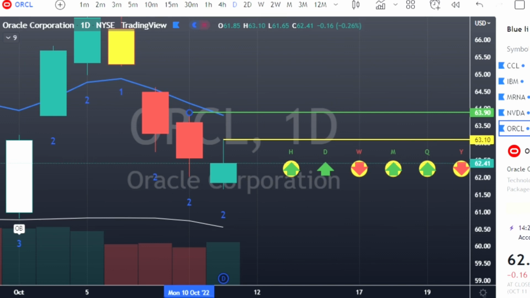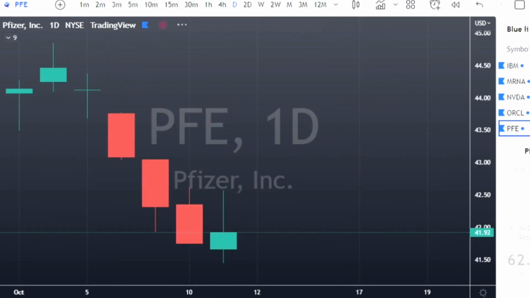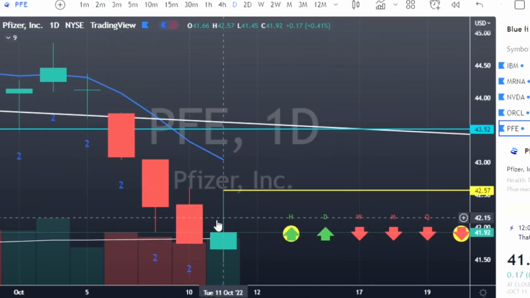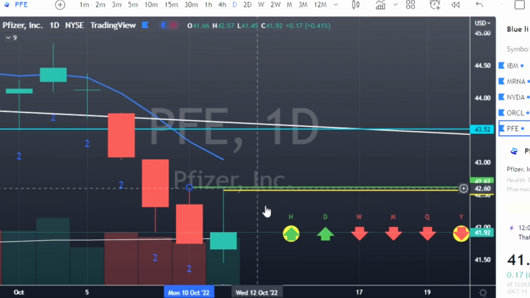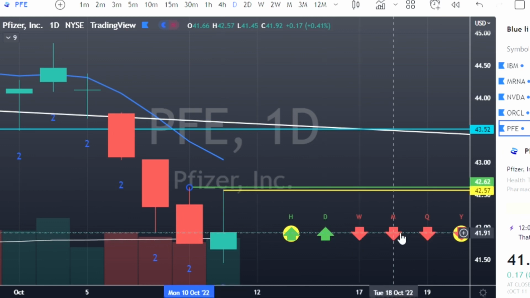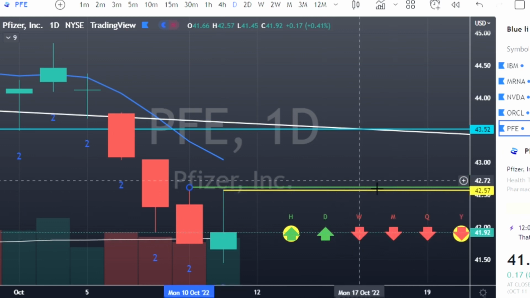And you can play this thing both ways, guys. If you want to take the puts, go ahead. If you want to take the calls, go ahead. Pfizer, exact same setup. 2 down green, hammer candle or inverse hammer or shooter candle. Magnitude's not great to the upside. It's only about 5 cents. So that's the play on Pfizer.